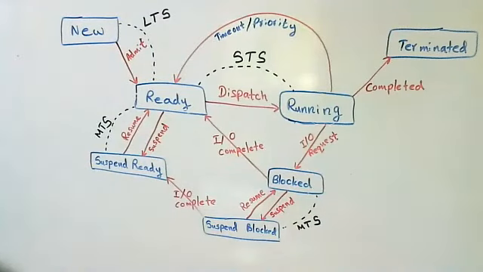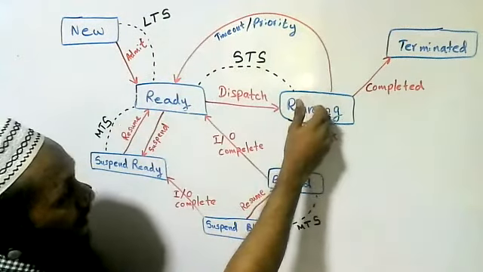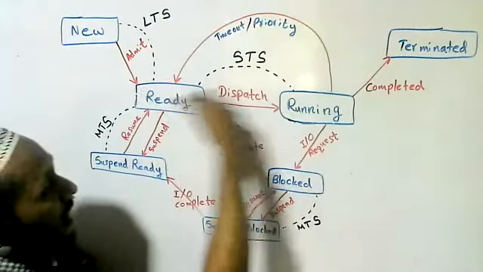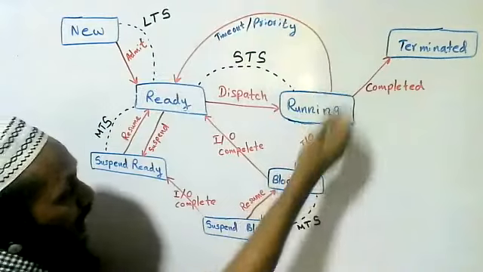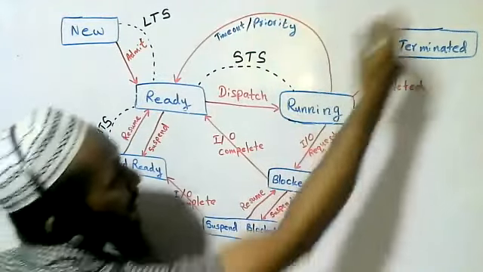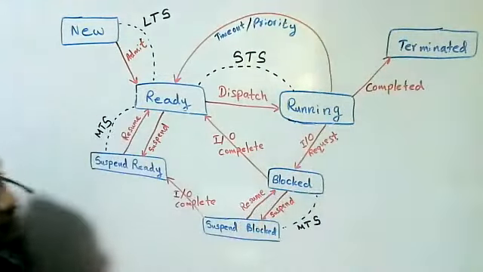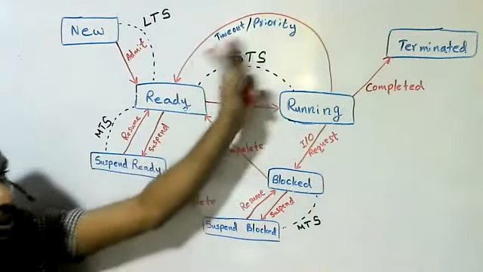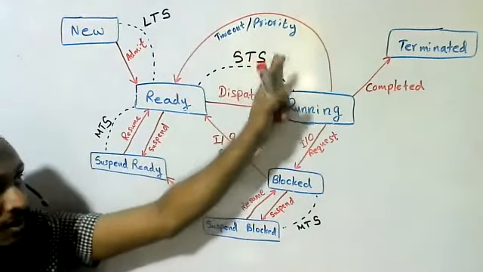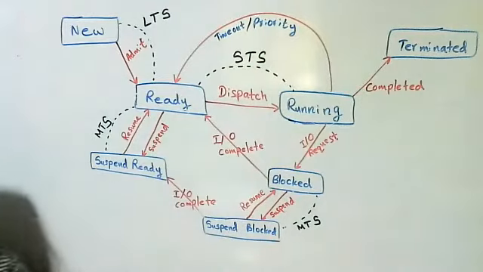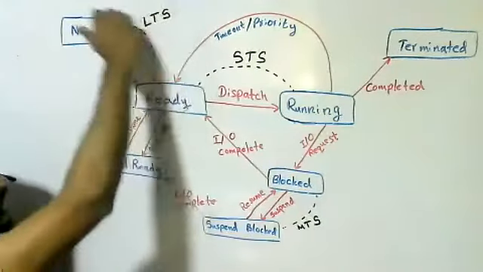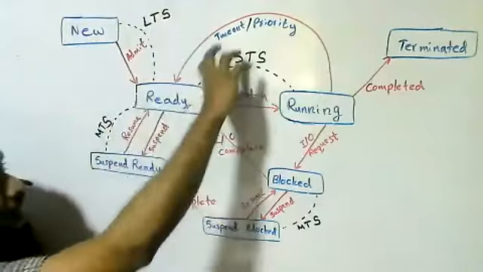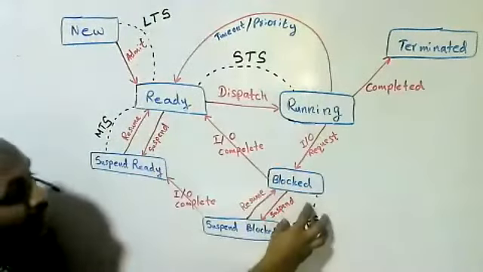According to the time quantum, a process comes here, and if timeout, it goes to ready state, and again it comes here, and if timeout, it goes to ready state, and if it needs an IO request, it goes to block state. If it is completed, it goes to terminated state. So the frequency of the short-term scheduler is very high. That's why it is called short-term. Here frequency is low, so long-term. Here short-term, and here it is mid-term.